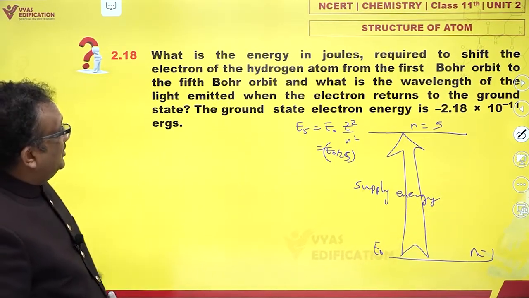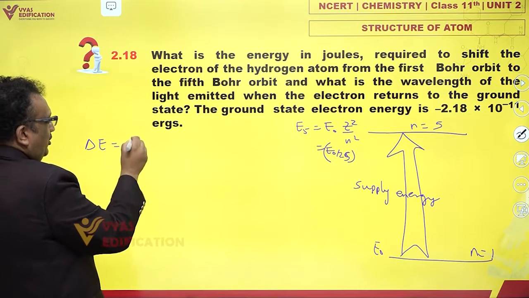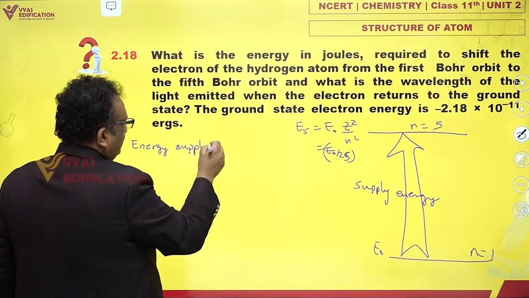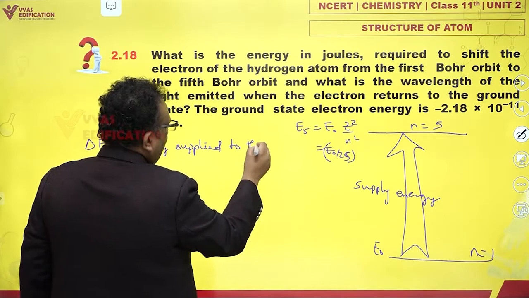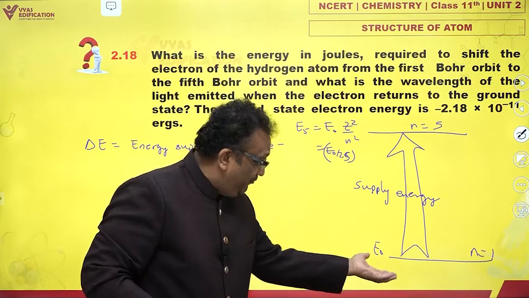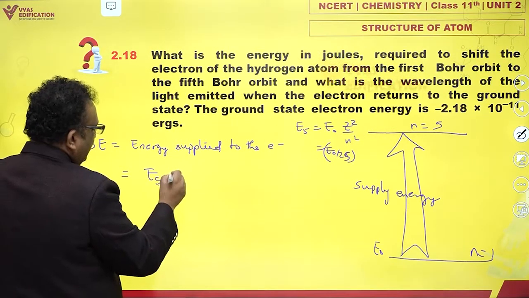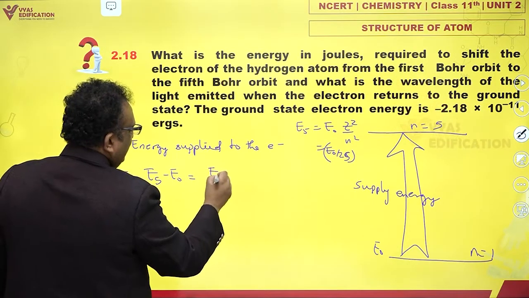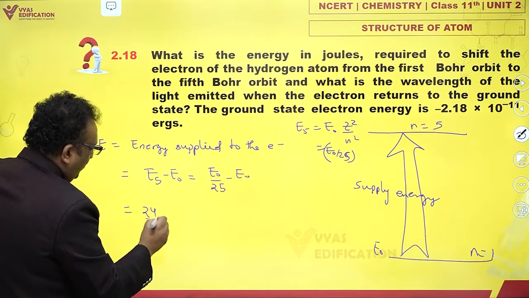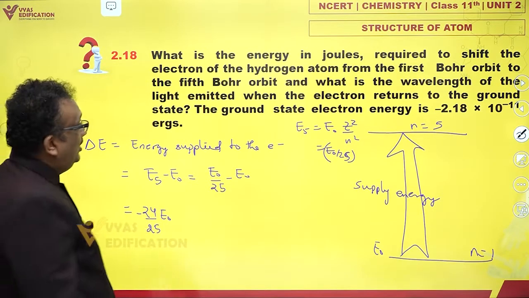So the difference in energy, delta E, is equal to the energy supplied to the electron. In which process? In the process of moving it from 1 to 5. And that would be E5 minus E naught. E5 is E naught by 25 minus E naught, which is minus 24 by 25 times E naught. And how much is E naught?